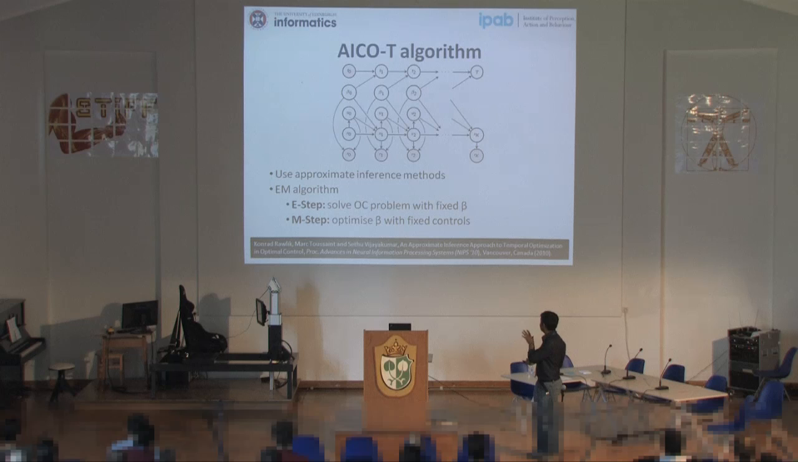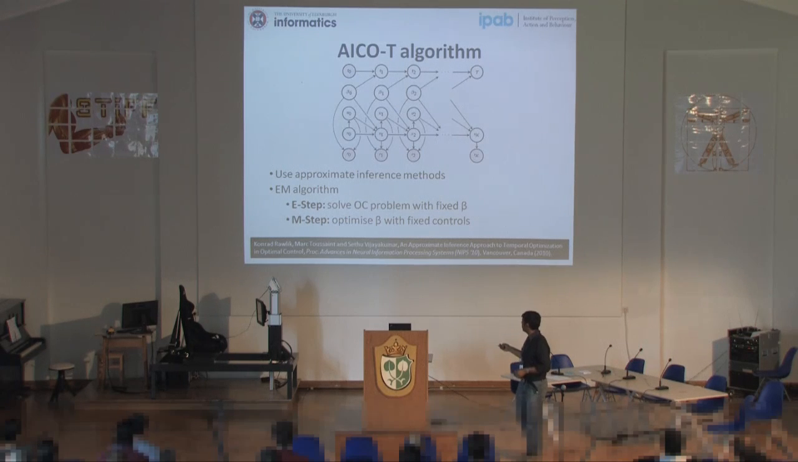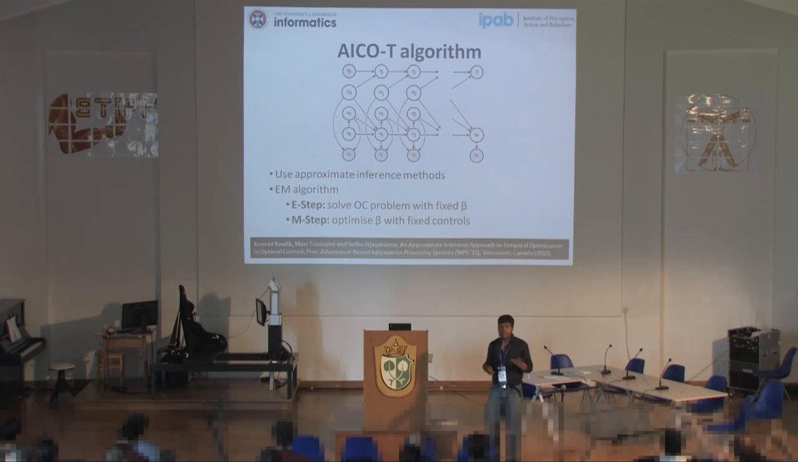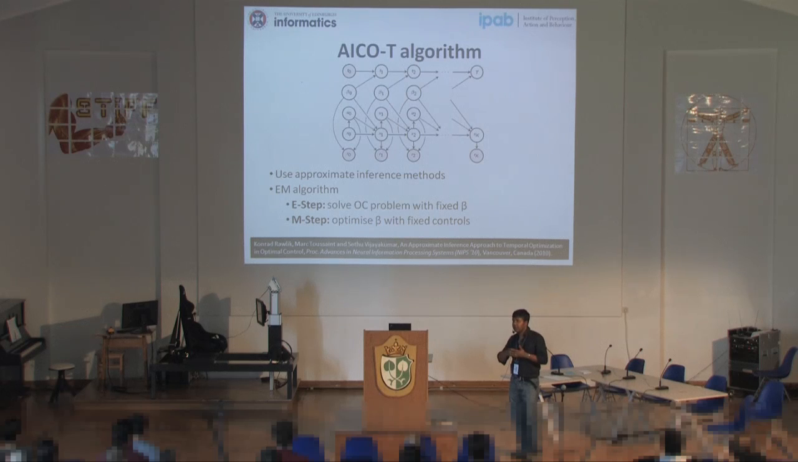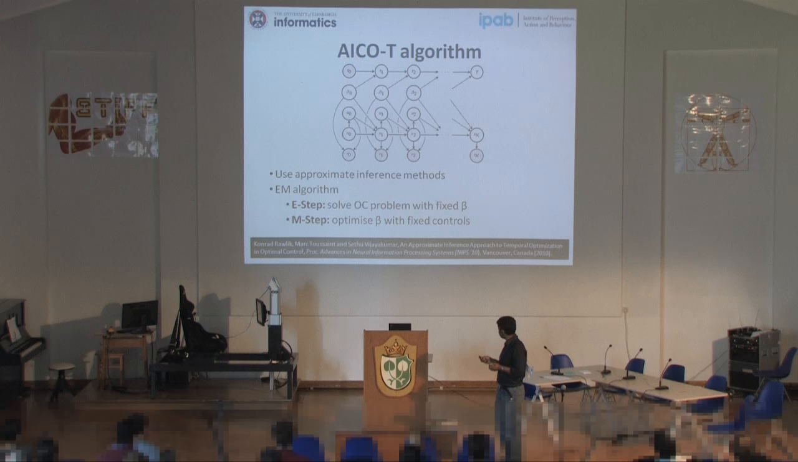And this is an algorithm called the approximate inference algorithm. This uses Bayesian inference techniques to solve for the appropriate canonical time. There's an E step which involves solving the optimal control problem, and an M step which optimizes the beta, which corresponds to the canonical time. Again, the details are in the paper. It's an inference algorithm which works with forward-backward message passing, and that's the gist of it.